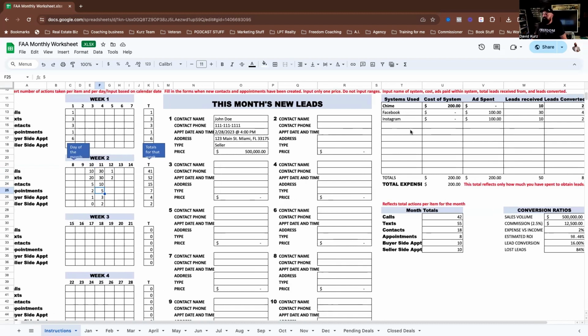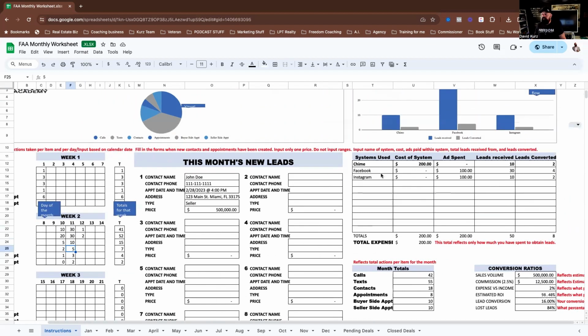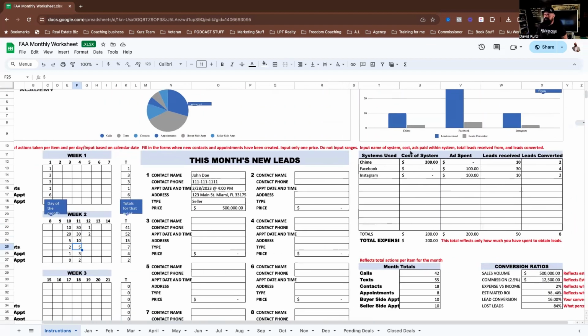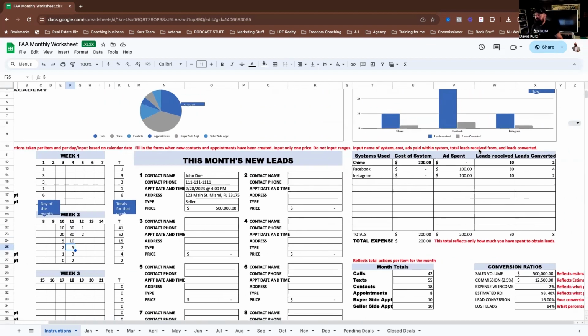Now, move it over, you get to track your system. So it says input name of system, costs, ads paid within the system, total leads received from, and leads converted. Let's say you're running a Facebook ad, and in that Facebook ad, there's no cost to Facebook, so there's 0 cost to the Facebook, right? Let's say you spend $100 and you receive 30 leads and 4 of those converted.